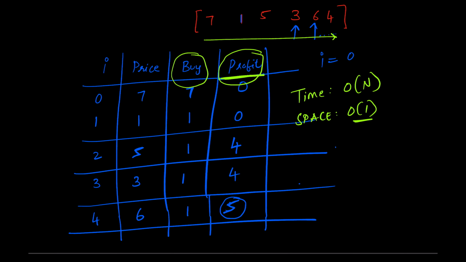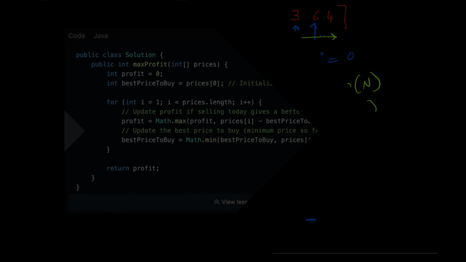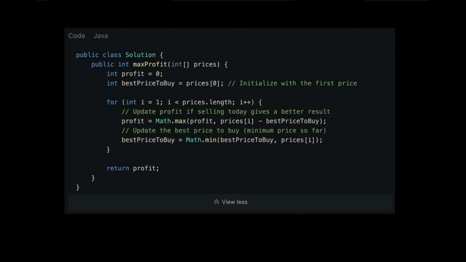I hope you were able to understand the explanation. Let me show you how we can implement this using Java. Here's the solution in Java. In the main method, I've initialized two variables. First is to record the total profit that we can make by doing the transaction, and the second one will hold the value for the best price to buy the stock.